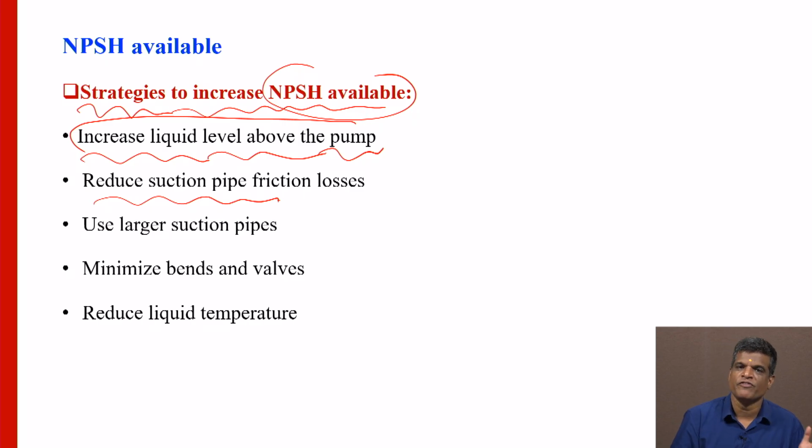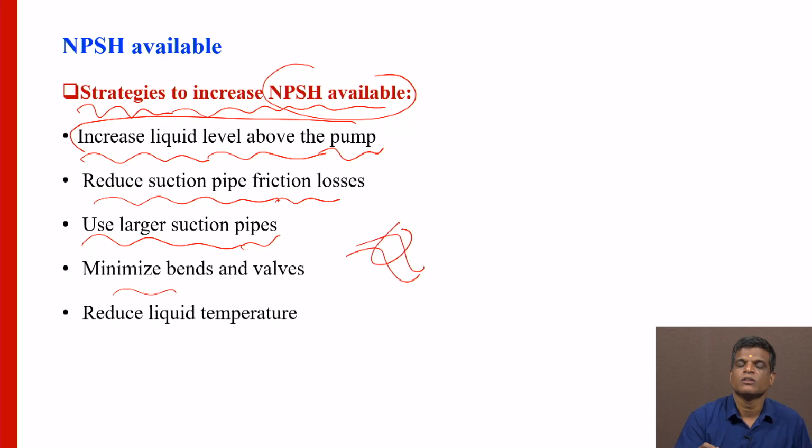The previous time we discussed the variables, but here, how to increase the NPSH available. First, reduce the suction pipe friction losses. If you reduce the pipe friction losses, then automatically the NPSH available increases. Then use a larger suction pipe, and minimize the bends and valves. Of course, the temperature is also a main part of that: reduce the liquid temperature.